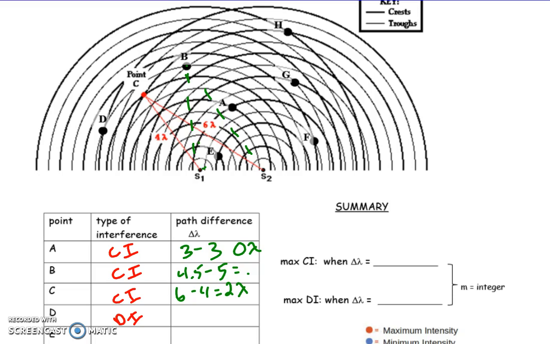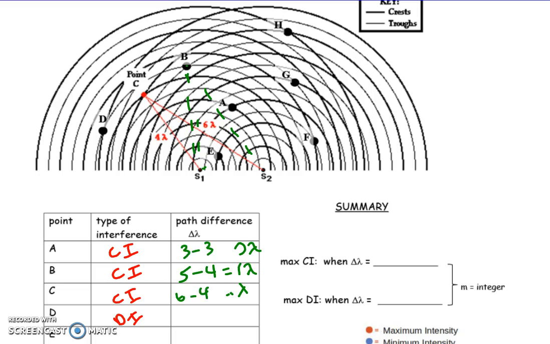Sorry, do that again. 1, 2, 3, 4. Okay, so I miscounted B. My bad. So that is 5 minus 4, which is 1 wavelength. Silly me. So this is 3 minus 3. This is 6 minus 4.